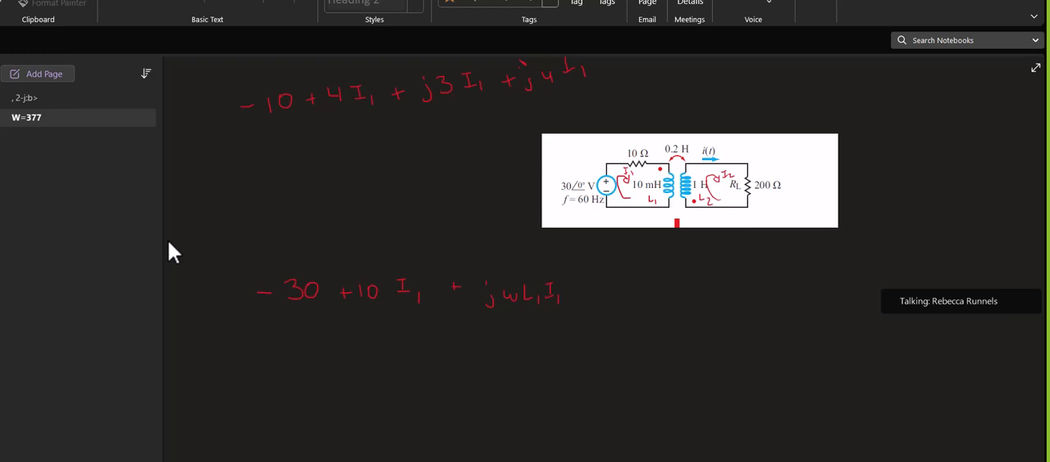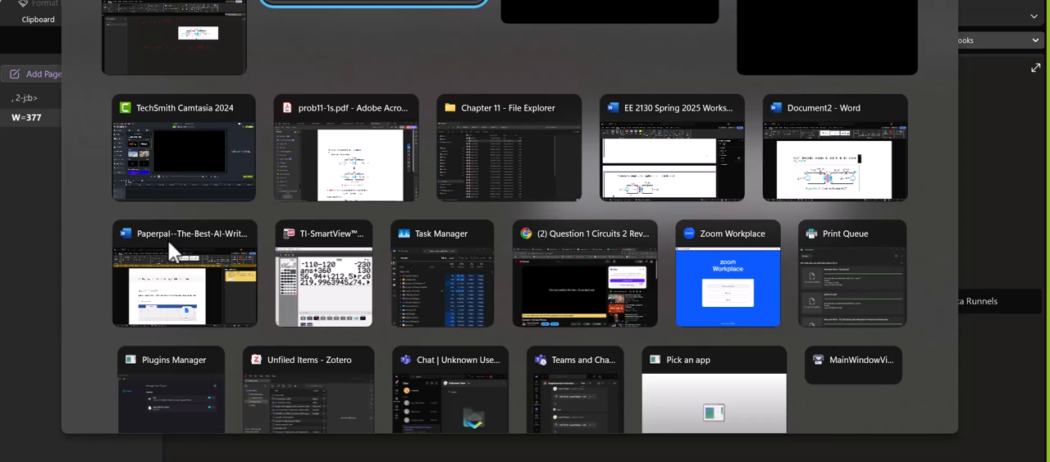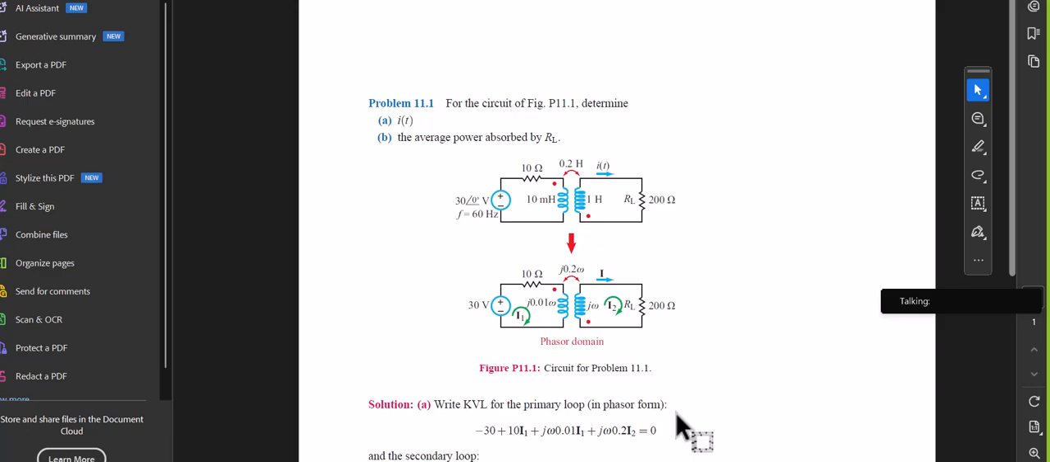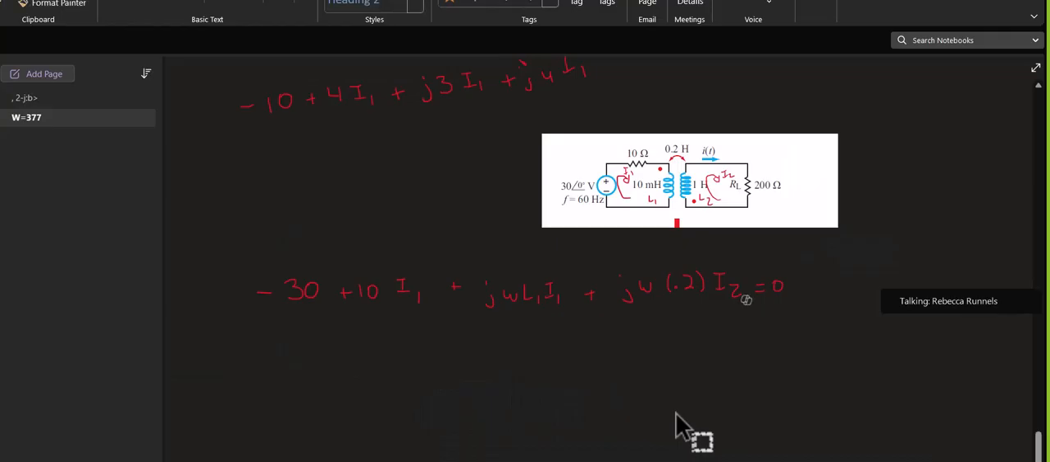Now, because our current went in the dotted side and I2 went in the dotted side, the sign of the mutual impedance is the same as the sign of the self-impedance. So it will be plus J omega 0.2, but times I2 equals 0 for the equation for our first loop. And let me just double check that and make sure I have it right. It looks like I have it right. Okay.